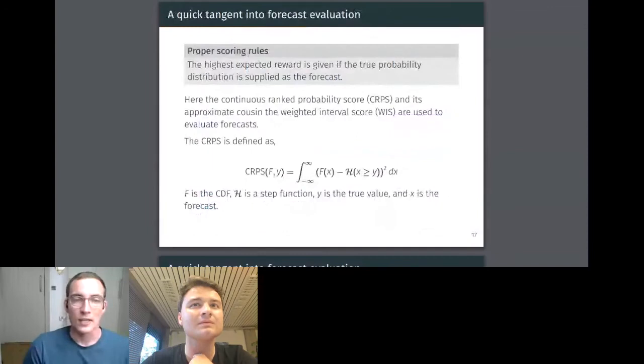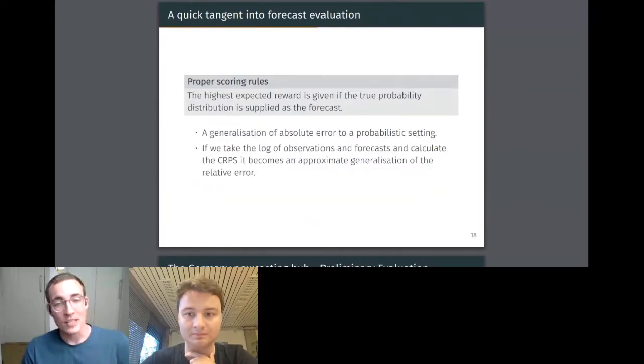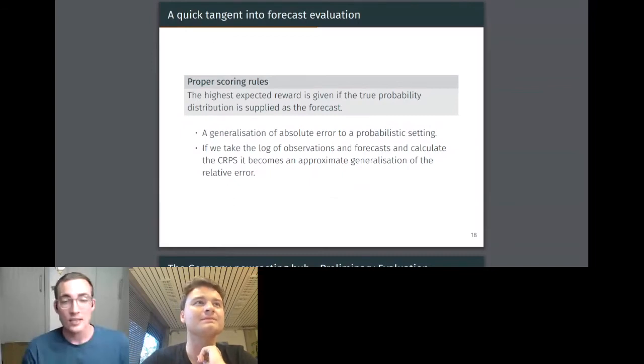So firstly, I'm just going to quickly take a tangent into forecast evaluation, which is also pretty important. But basically, here we're using the CRPS, which is a type of proper scoring rule. And I'm not going to go into any details, but effectively, it's a generalization of absolute error to a probabilistic setting. We also make use of a similar version that's estimated on the log of observations and forecasts, and that gives us a generalization of the relative error.